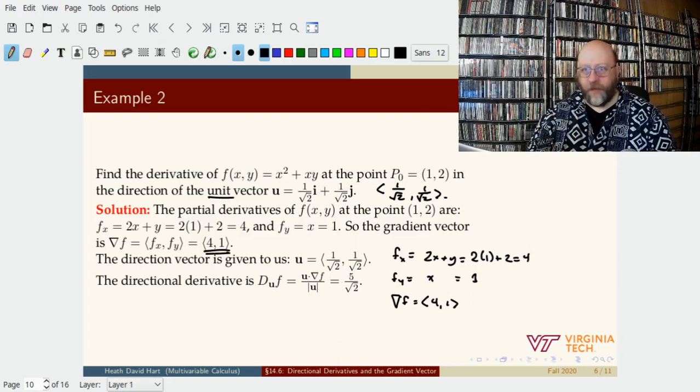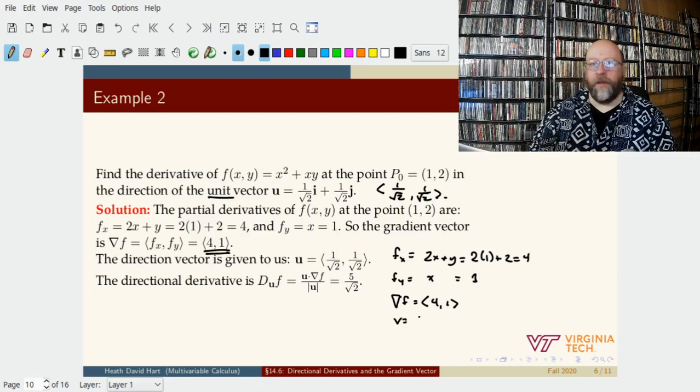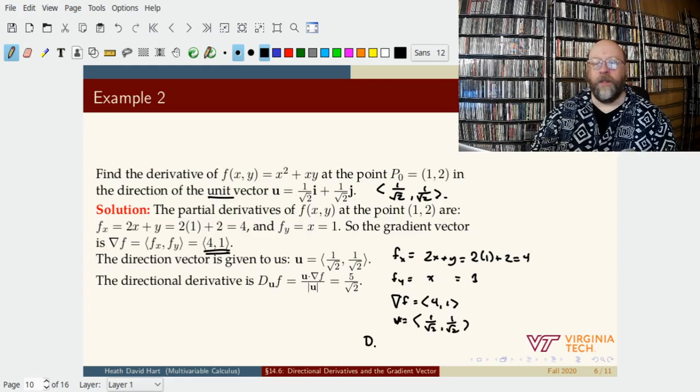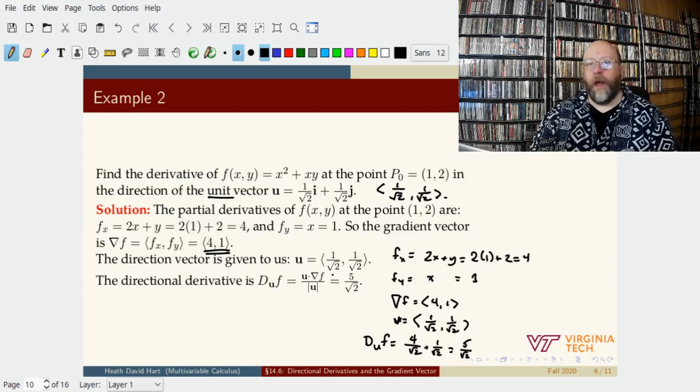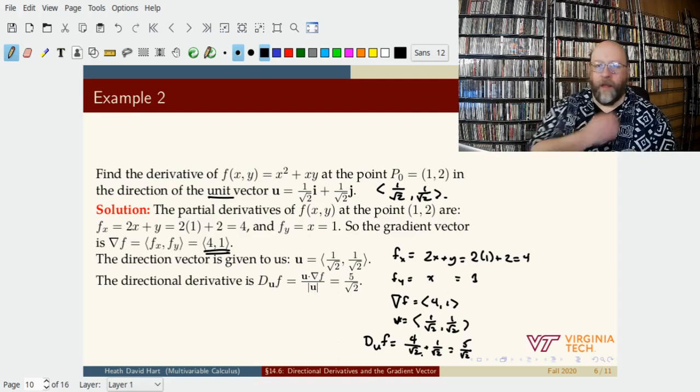The direction vector is given to us. It's, and they use u for this, 1 over root 2 and 1 over root 2. And so the derivative in the u direction of the function is 4 over root 2 plus 1 over root 2, which is 5 over root 2. We don't have to divide by the magnitude of u because we know that magnitude is 1 since they gave us a unit vector. And so we just calculate the dot product of these two vectors and we have the directional derivative. Okay.